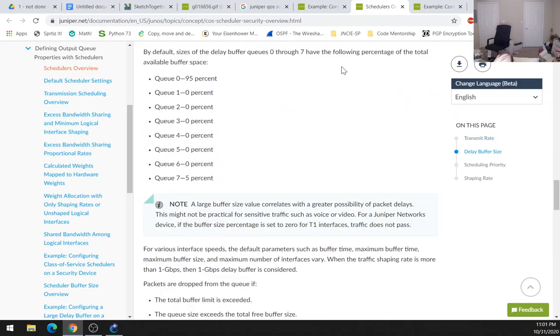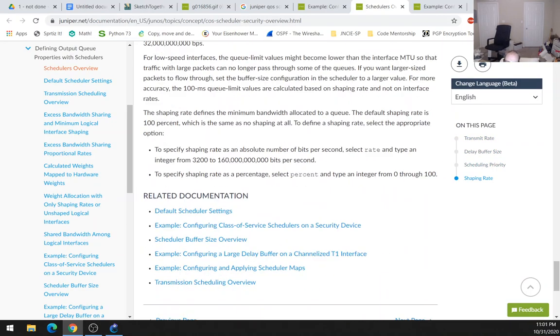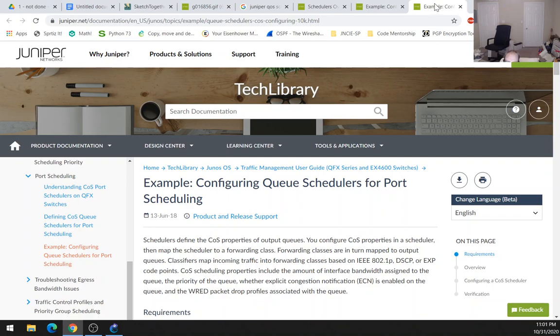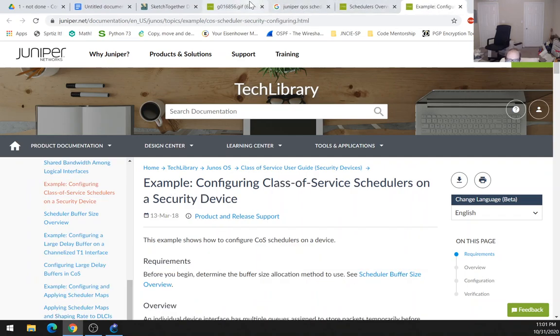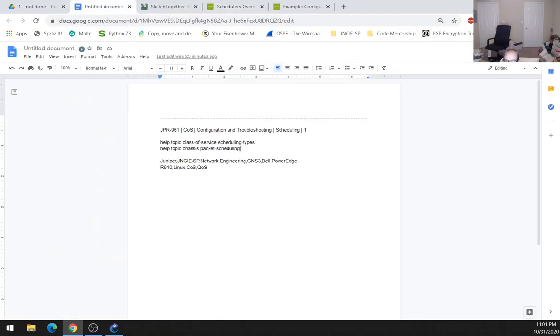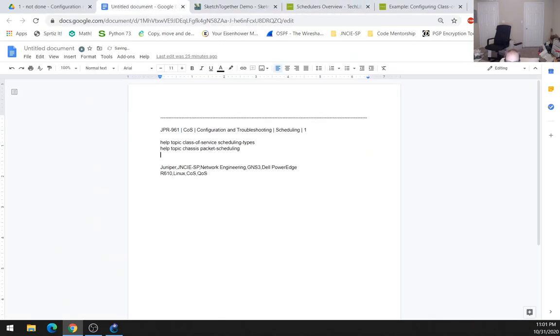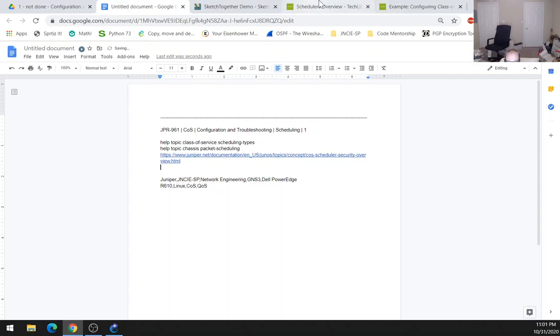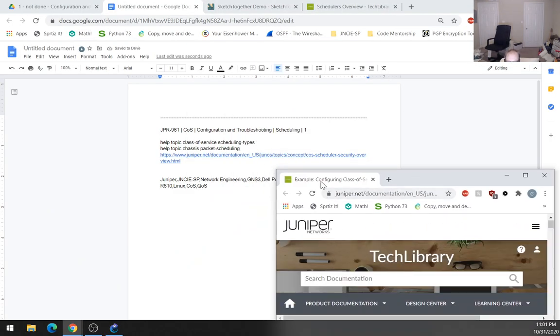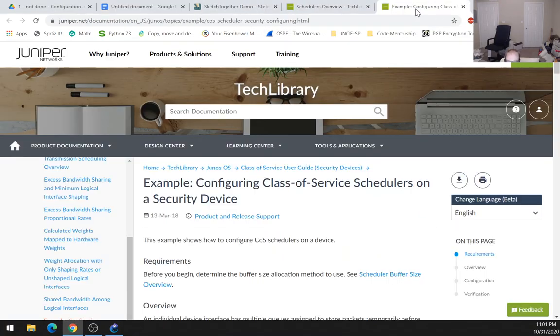Okay, so here's the overview. So let's read the overview. Okay, that's for switches again. So we're going to add both of these to the notes. Okay, and then we're going to read the full overview, and then we're going to do the example, and that will be the end of the video.